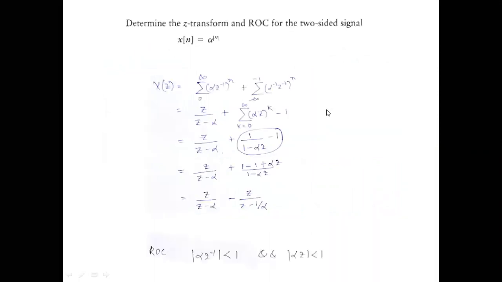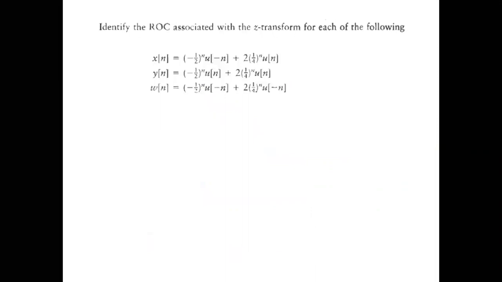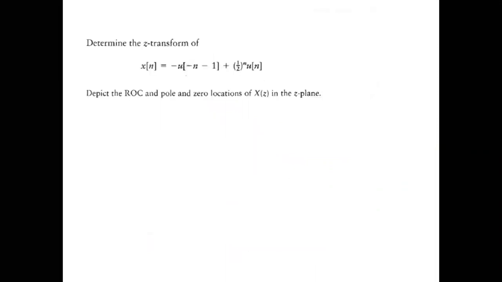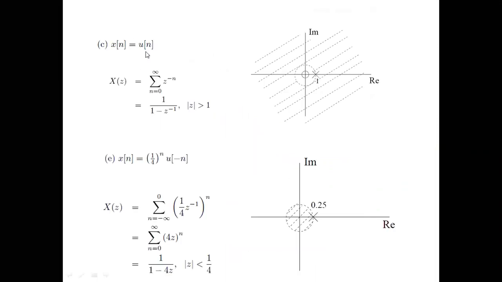Now any other? Here, you can see the ROC of a right-sided u of n. ROC of a right-sided signal is outside the circle. You can see this one is a right-sided signal, so ROC is outside the circle. Here it's a left-sided signal, so ROC is inside the circle.